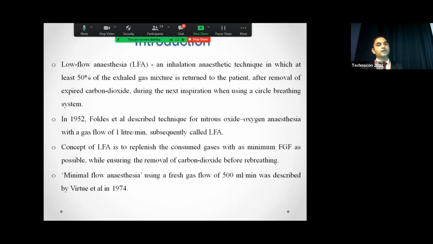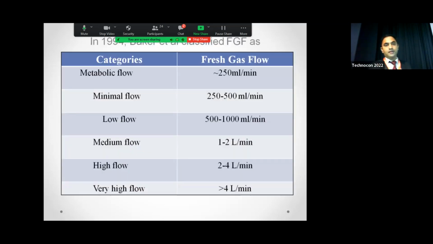Virtue introduced the term minimal flow anesthesia, using a fresh gas flow of 500 ml per minute, in 1974. Baker categorized the fresh gas flow as metabolic, which is the minimum requirement of a person in any condition, that is under anesthesia or a paralyzed condition. Minimum flow required is 250 to 500 ml. Low flow we generally consider 500 ml to 1 liter. Up to 2 liter it is medium flow, and up to 4 liter it is high flow, whereas above 4 liter it is very high flow.